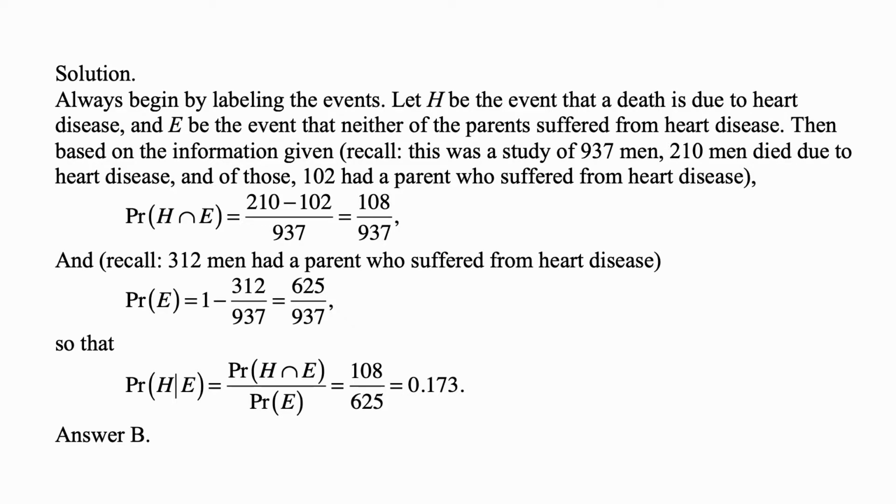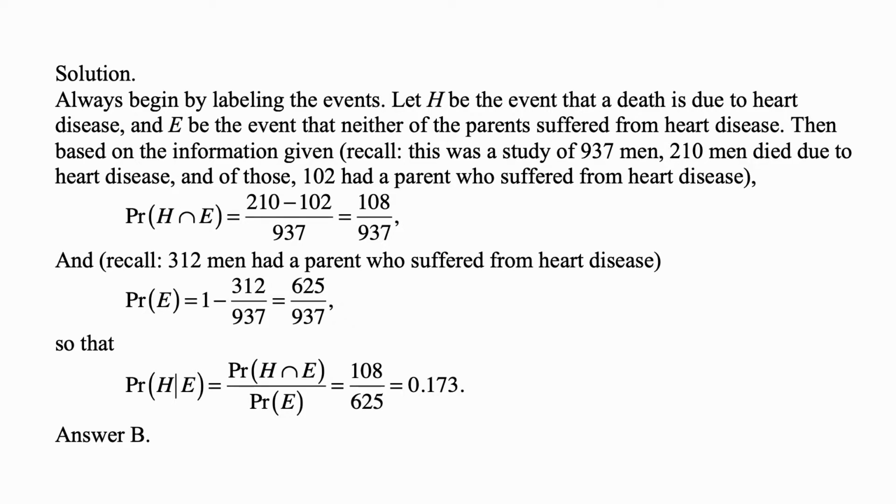The reason that we know that 102 are a part of 210 is because we are told that there's a total number of people whose parents suffered from heart disease, and it's bigger than 102, but 102 are those of the men whose parents suffered from heart disease that died, and 210 is the total number of men who died from heart disease. So 102 died of heart disease and had a parent who suffered from heart disease, and 210 died due to heart disease.